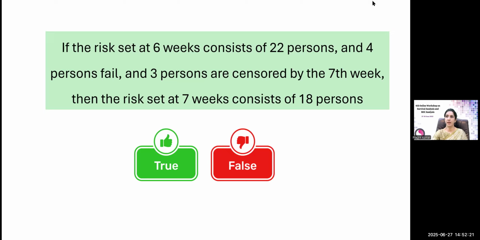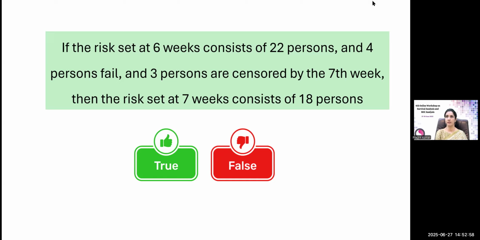So they are saying by. So from 22, how much? If you say that the risk set at 6 weeks consisted of 22, that means 22 people survived for more than that. And if you say that the 4 persons failed and 3 persons are censored by 7th week, so for 7th week, what will be your risk set? So it is false.